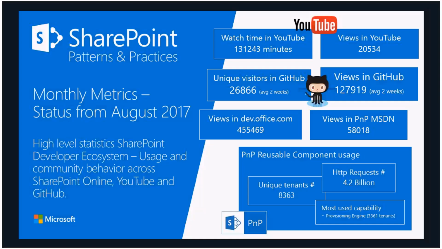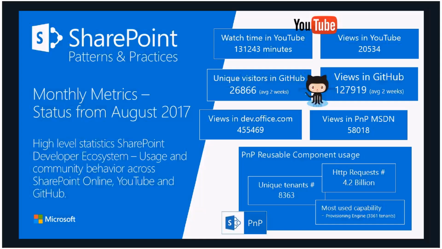On the BMP side, if you think about the classic BMP reusable components, which means the BMP PowerShell, BMP Site Score, or the BMP JavaScript, we had a pretty massive leap on the usage for this month. The unique tenants jumped actually 2,500 tenants. So the increased usage in August was pretty significant.